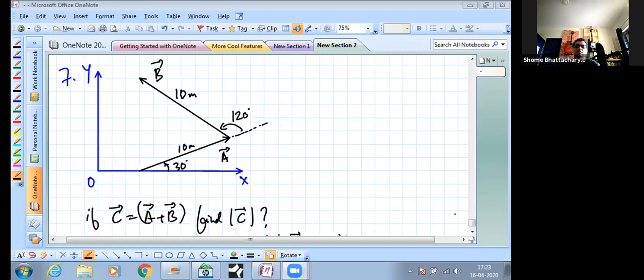Has anybody got the answer so far? Yeah, I see some messages. One person has got the right answer about the magnitude of C. Good.